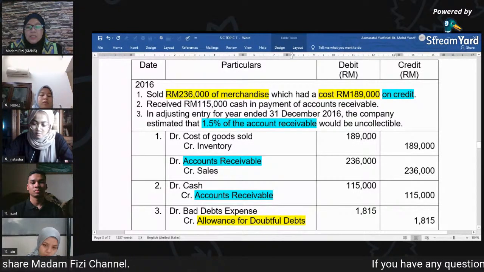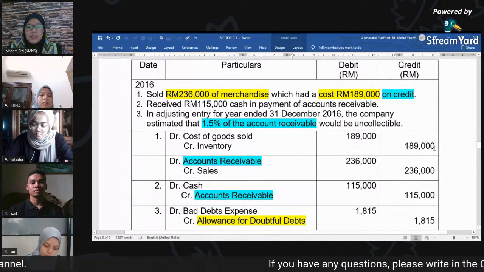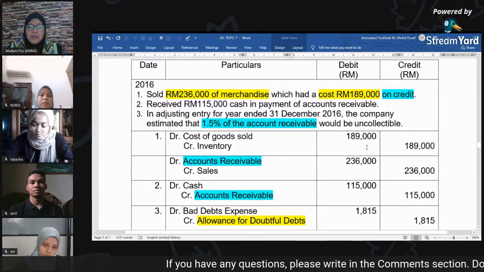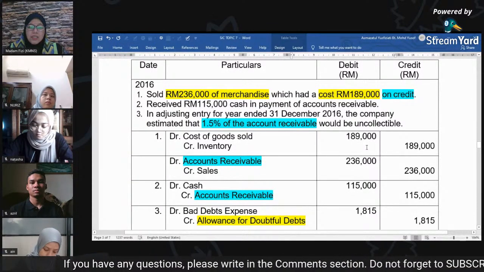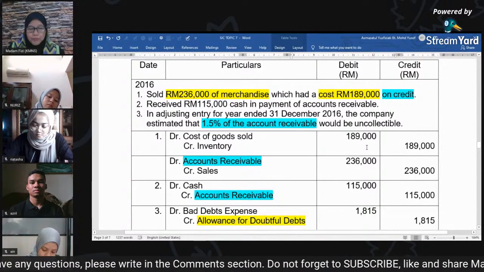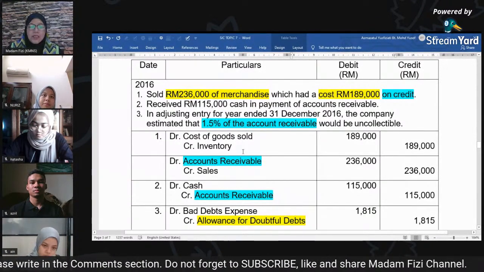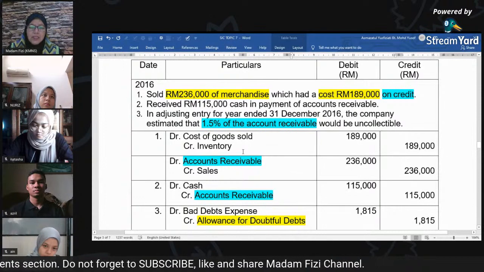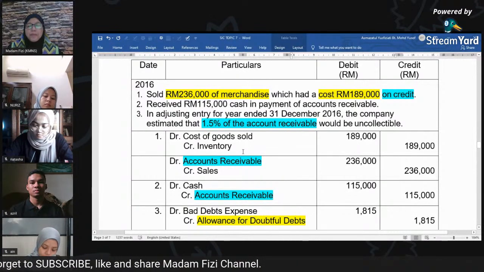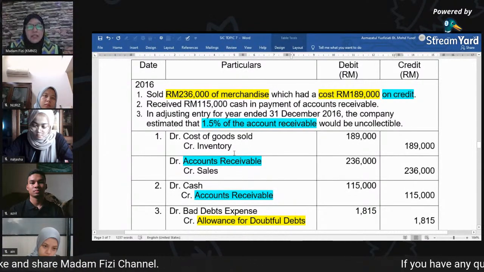189,000 debit and credit. So narration, you can ignore, you don't have to do it. Kalau tidak nanti ambil masa. Kita nak kejar masa kan. Okay, settle for transaction 1.